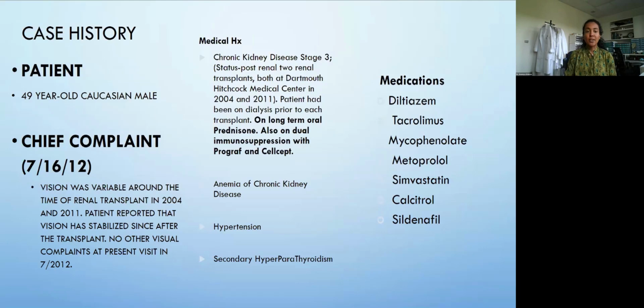And here's a patient I saw in a case example. He's a 49-year-old Caucasian male. And he had renal transplants, kidney transplants, in 2004 and 2011. And he was on long-term oral prednisone. And he was also on dual immunosuppression with Prograf and CellCept after these transplants. And so he also had a few other conditions, chronic kidney disease and high blood pressure, and these are some of the medications he was on.